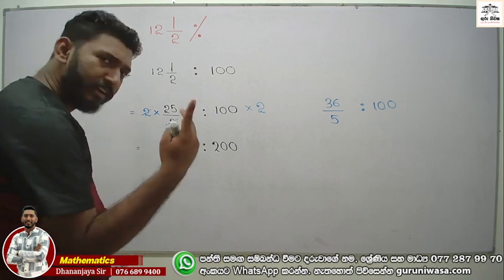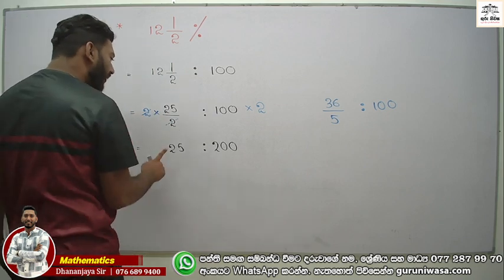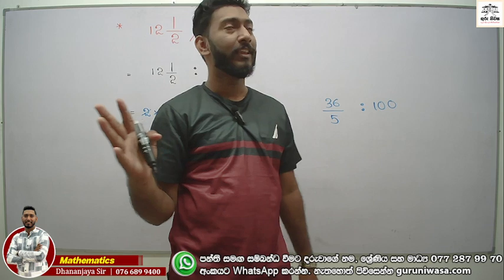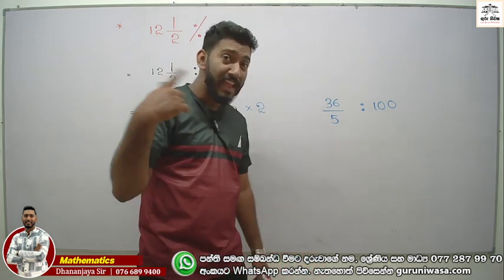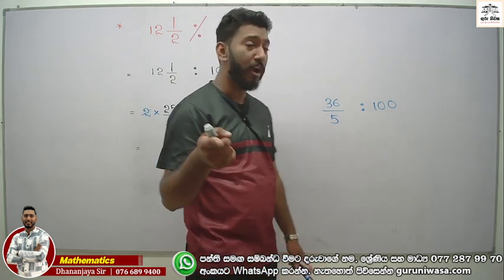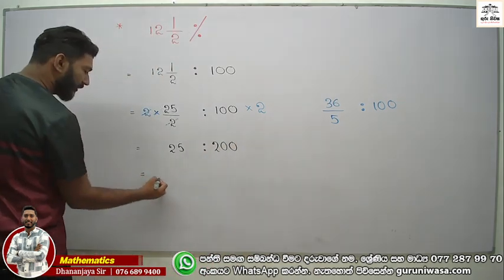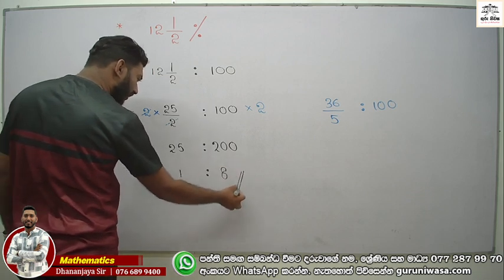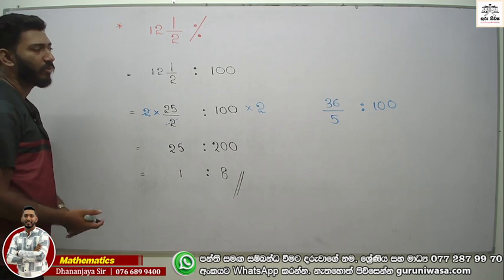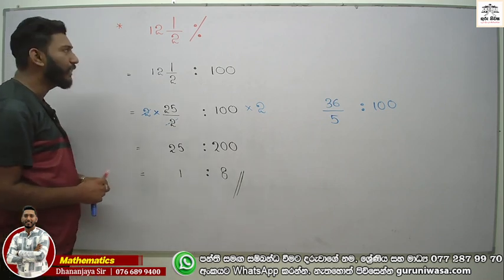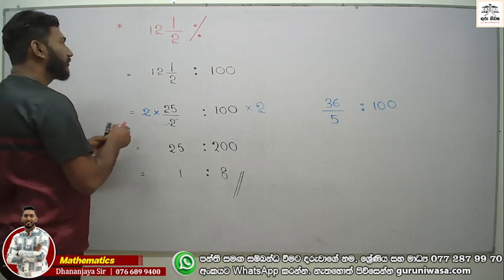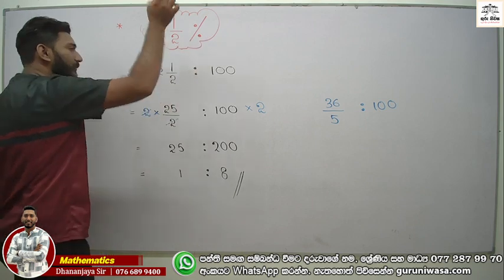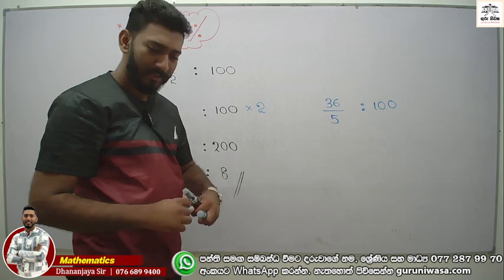Now we are looking for simplifications. 25 and 200. Yes, you can simplify, because 25 times 4 is 100. We know that. Therefore, 25 times 8 should be 200. Now, 25 times 1 and 25 times 8 is 200. Now, 1 to 8. This is the way to write mixed number percentages as ratios. This is an important question.